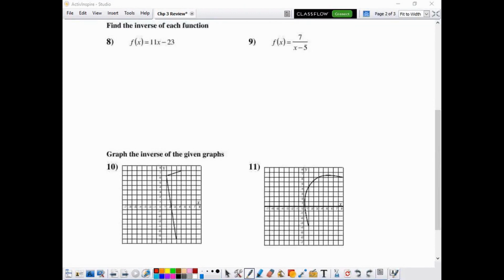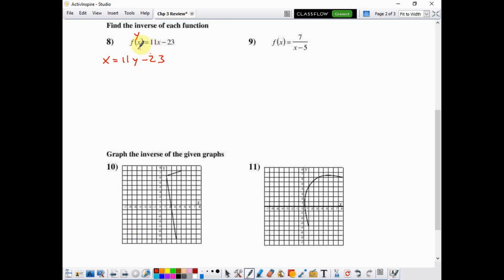We continue our review now with finding inverse of a function. To find an inverse of a function, we switch our x's and our y's. F of x equals is the same as y equals. So instead of y equals 11x minus 23, we have x equals 11y minus 23. And we solve that for y.